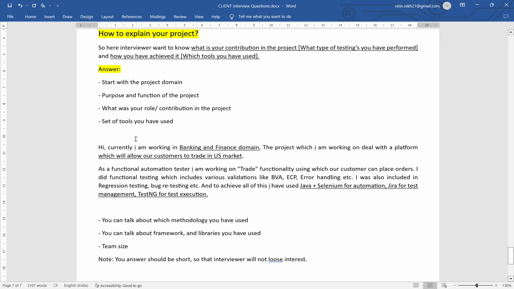So these are the main 4 points which you need to mention while explaining your project, and these are some additional points which you can mention to further improve your answer.